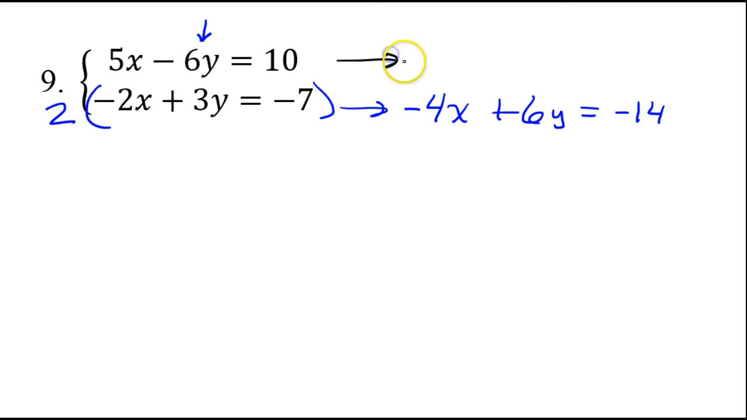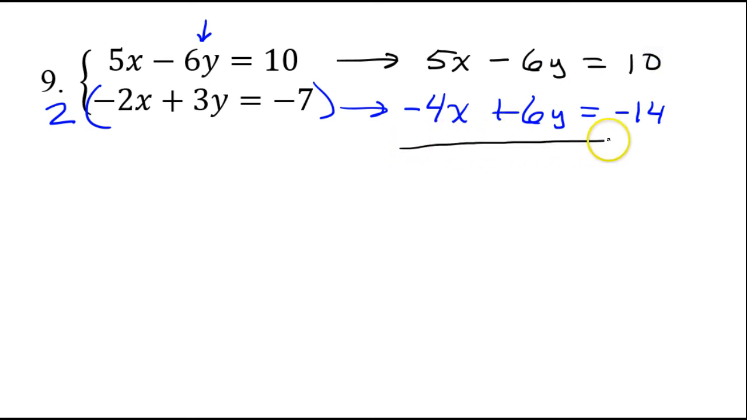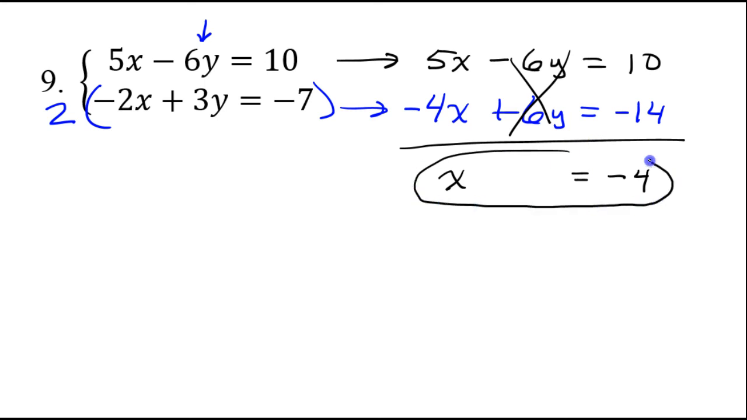The top equation is unchanged, so I just recopy it. 5x minus 6y is equal to 10. Alright, combining the two equations, those cancel out, of course. So that's going to leave me with x equals -4. Okay, so that's one part of the solution. That's my x value. Now I just need my y value.